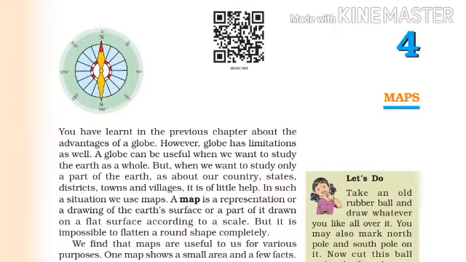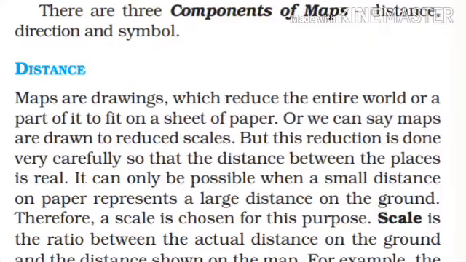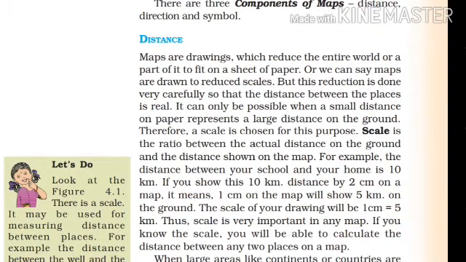In my previous video, I have already discussed the topic of maps. And in this video today, I will discuss the components of maps. How many components does a map have? There are three components of a map. First is distance, second is direction, and third is symbol. These are the three components of a map.